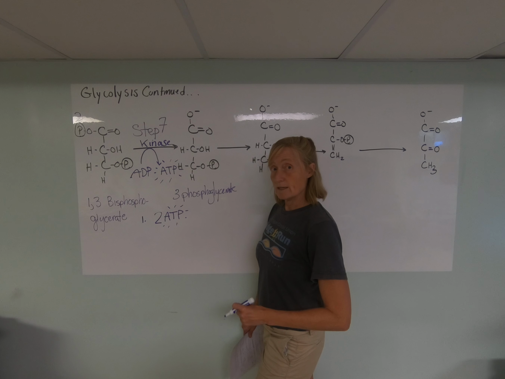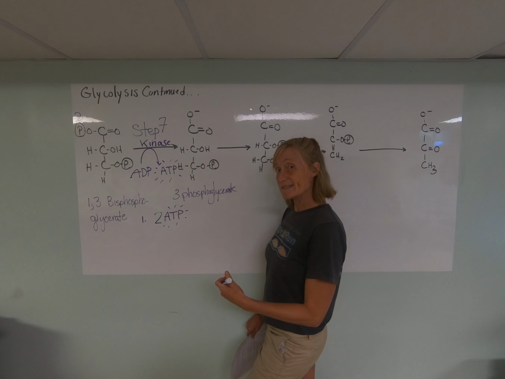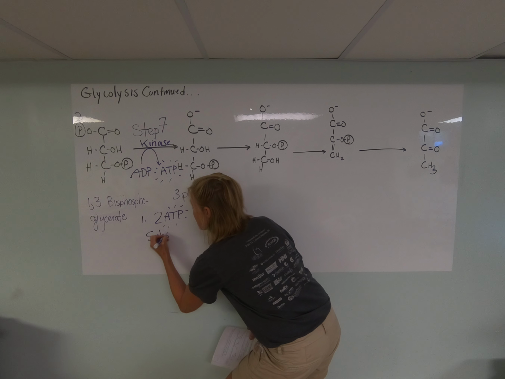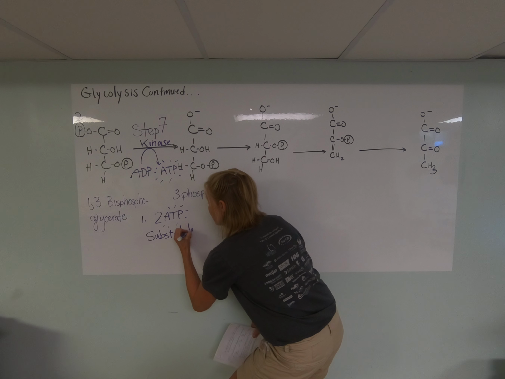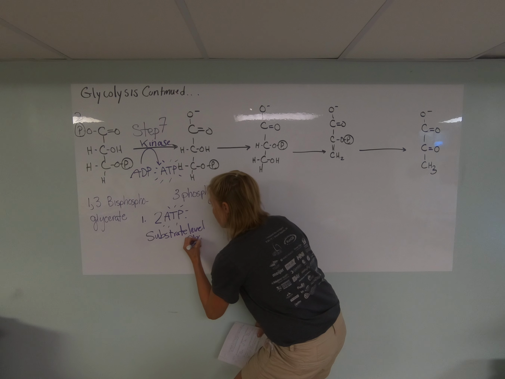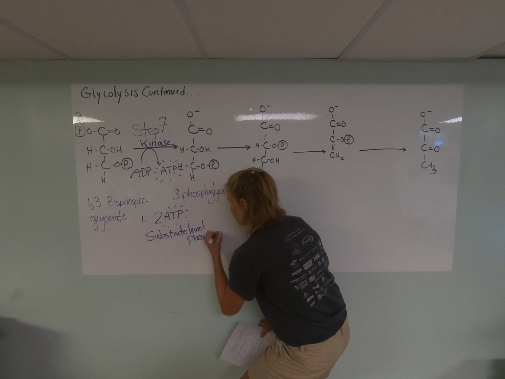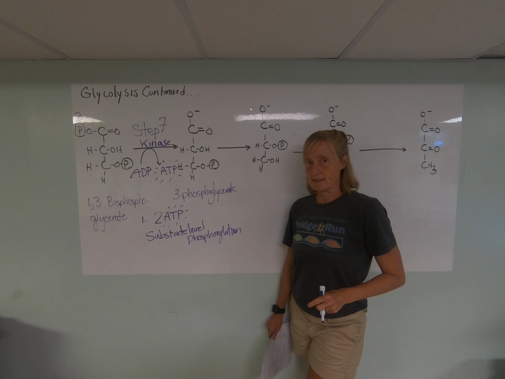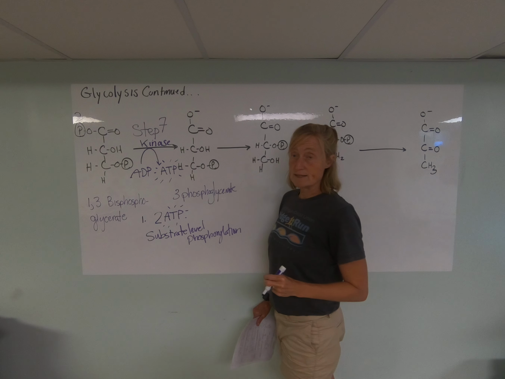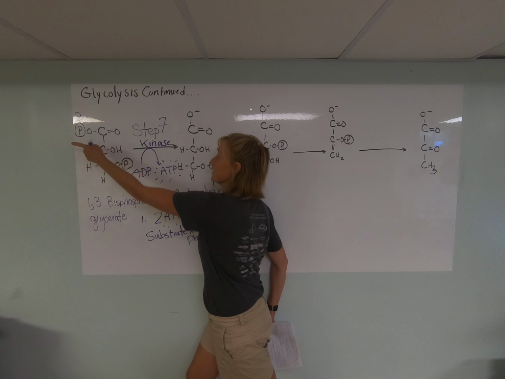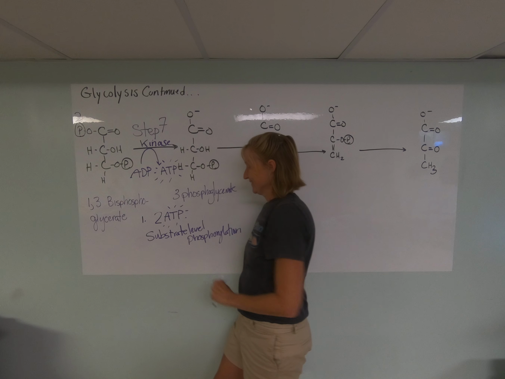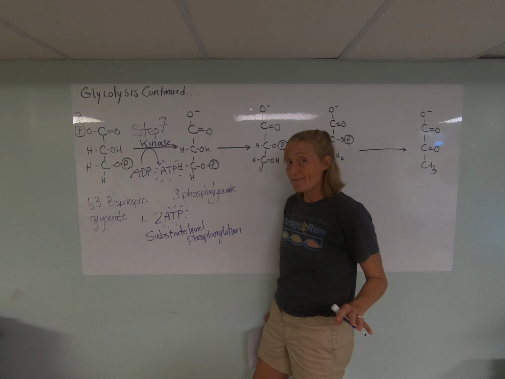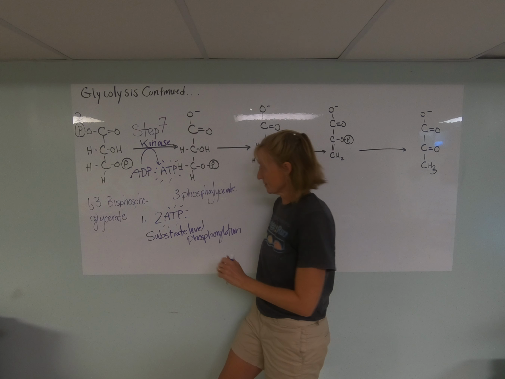substrate level phosphorylation. That's the mechanism by which we are making ATP. I'm going to write that down. Substrate level phosphorylation. Okay, and what that essentially means is ATP is being made as a phosphate is being transferred from a substrate to ADP. There are other mechanisms of making ATP. We haven't seen them yet. We'll see them later in aerobic cellular respiration.